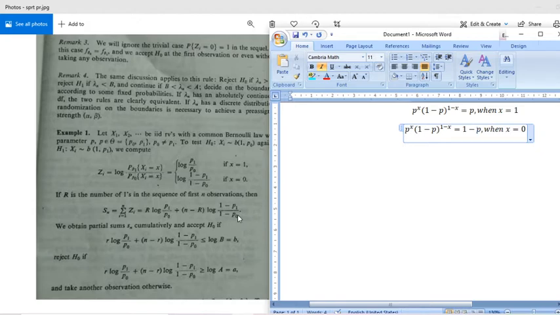Okay, but we have the criteria. What is the criteria? Acceptance, rejection, and continuation. So what are the criteria?